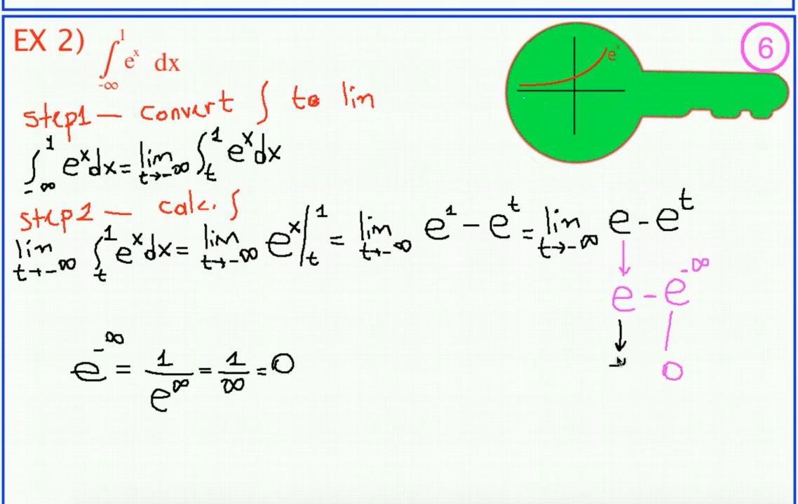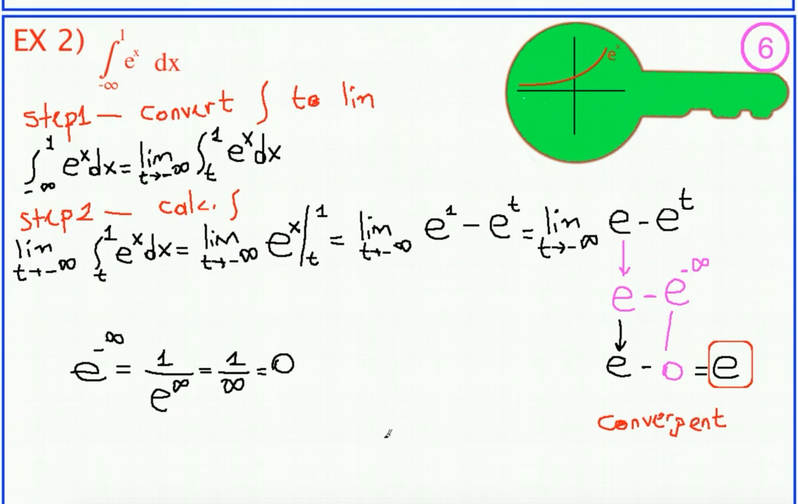So this is e, this is 0, e minus 0 is e. So the answer of this integral is e. So e is some number, Euler's number, an irrational number, and some finite value. So our integral is convergent.